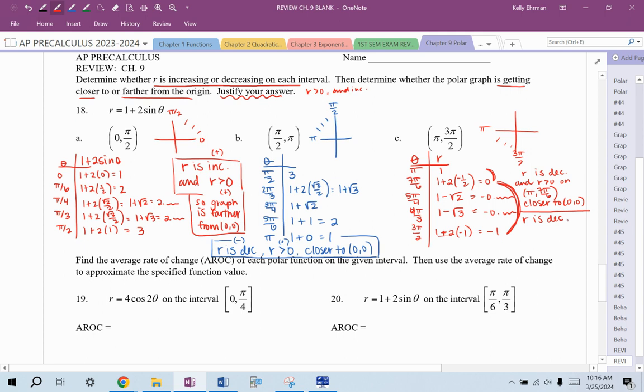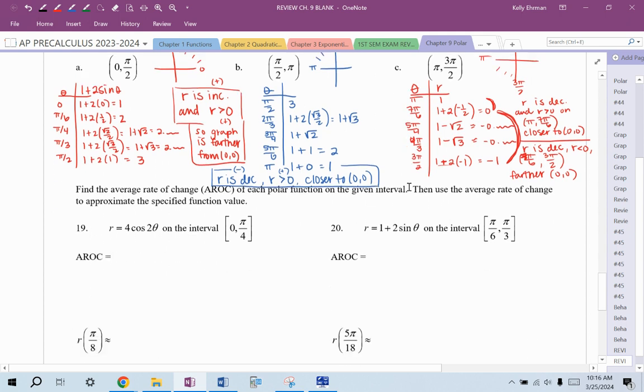But then down here, r is less than 0. So on 7 pi over 6, where we picked up to 3 pi over 2, that means that the graph is getting farther from 0, 0. I should say 7 pi over 6 right there. So two different things are happening on that interval, and this is why we don't just plug in the first and the last. Behavior can change between that, so you've got to put in all of your common angles.